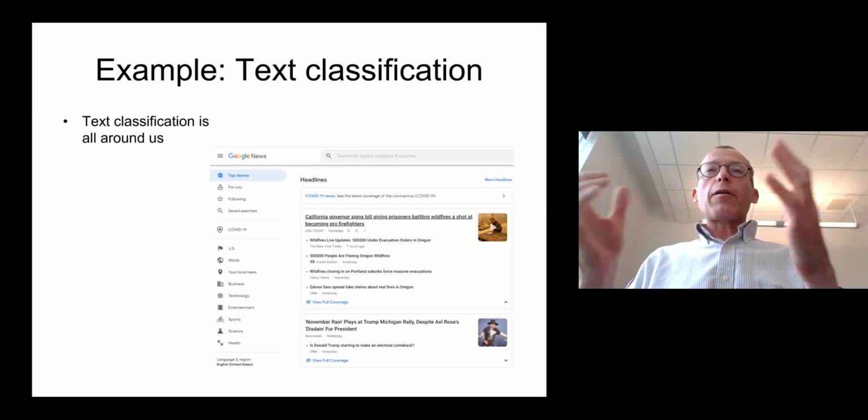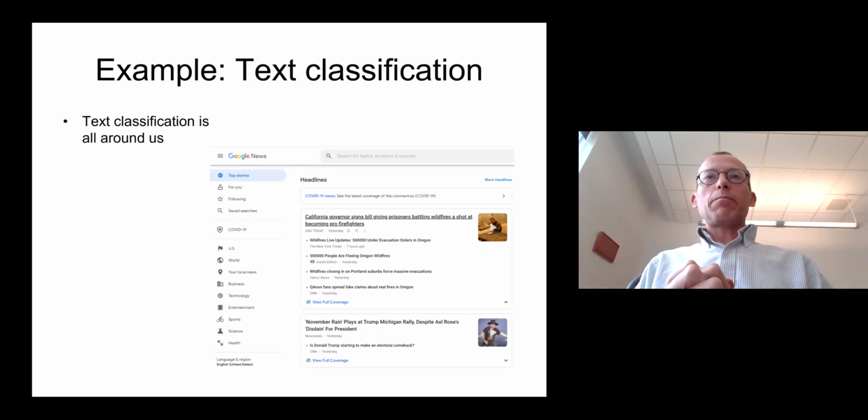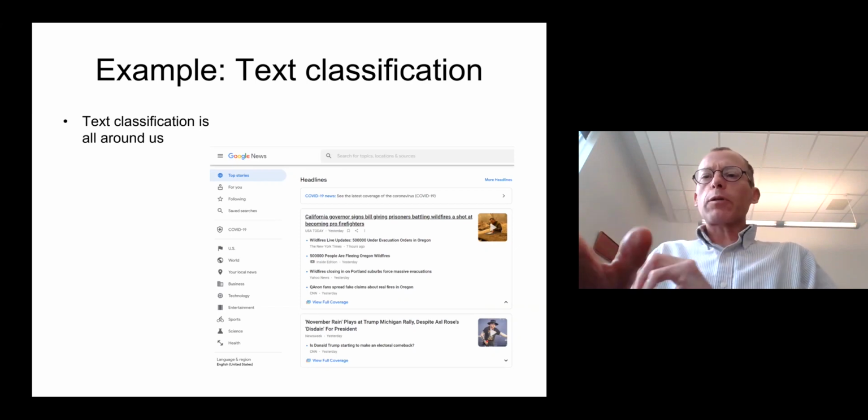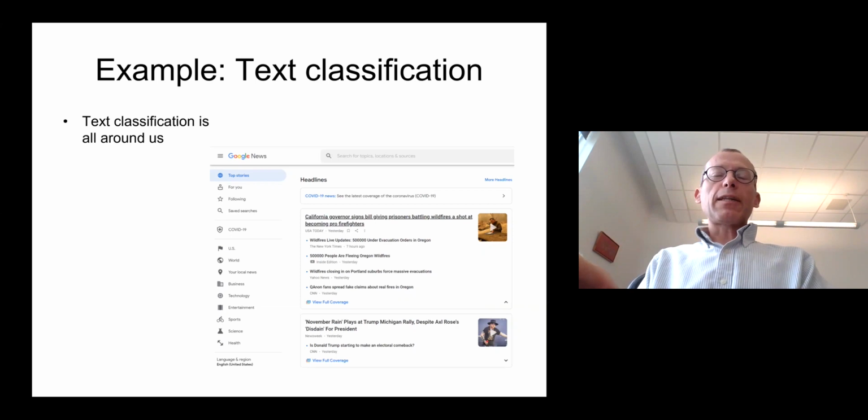A lot of other searches and so forth are also something that we classify. So this is a very important topic. A lot of people are interested in classification for a lot of different applications.